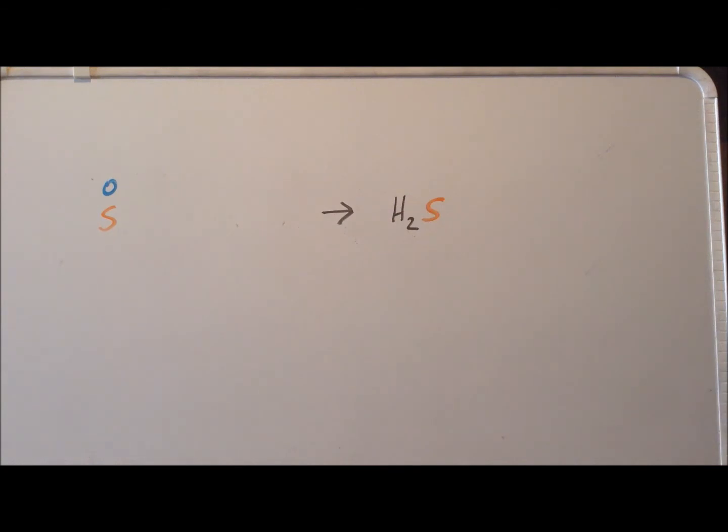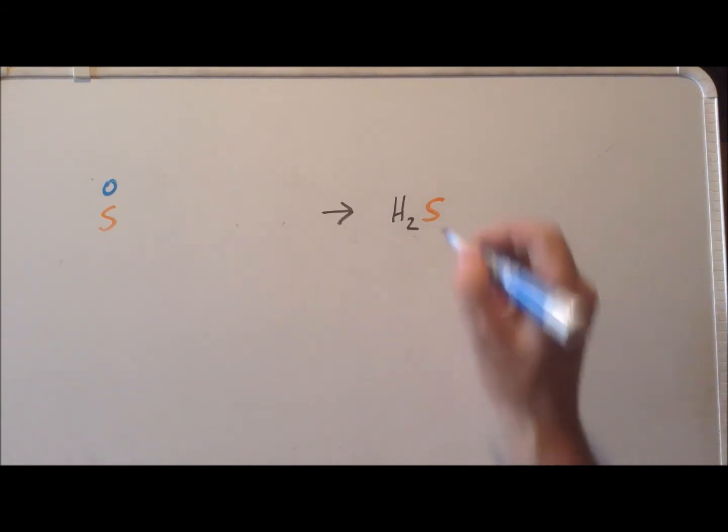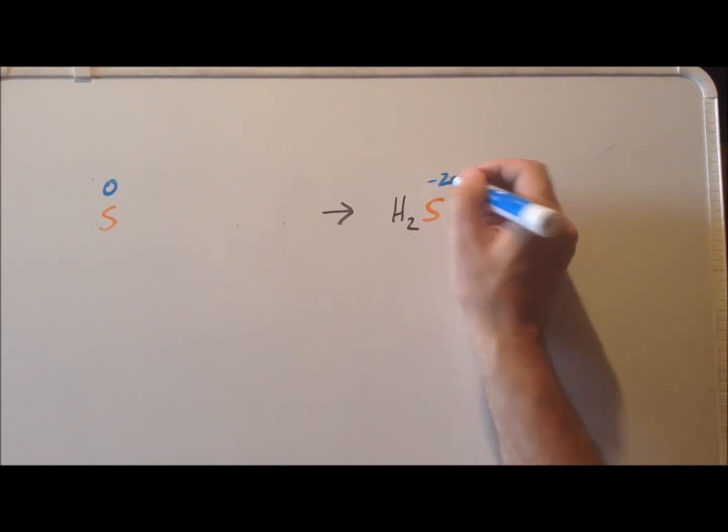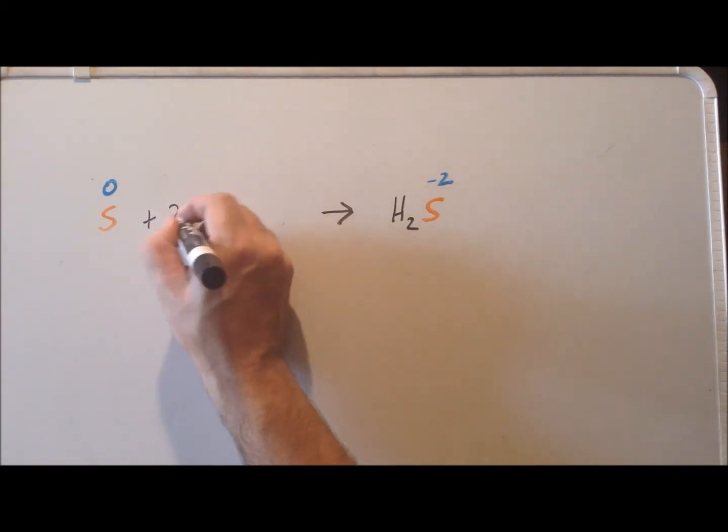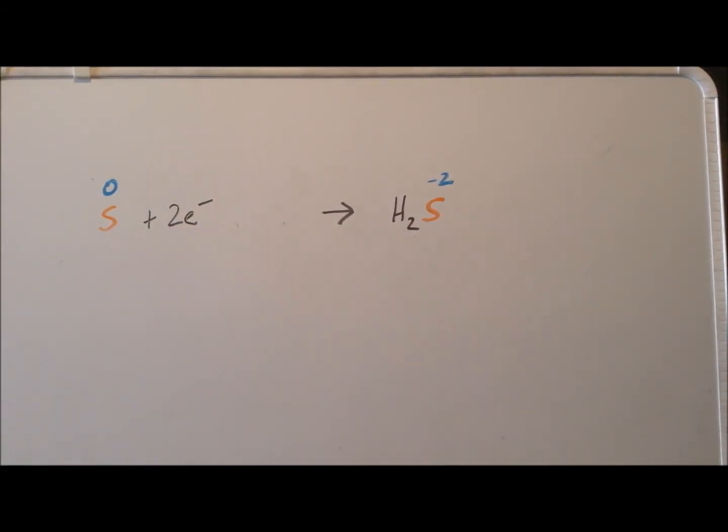So since the hydrogens are each +1, the only way this is possible is if the oxidation number of sulfur is -2. So -2 plus 1 plus 1 gives us a total oxidation number of 0, which is required for a neutral compound. So how do we account for this? Well, we notice that to go from a 0 oxidation number to a -2, we require the addition of 2 electrons. So that balances the oxidation numbers on sulfur, which undergoes the redox reaction.